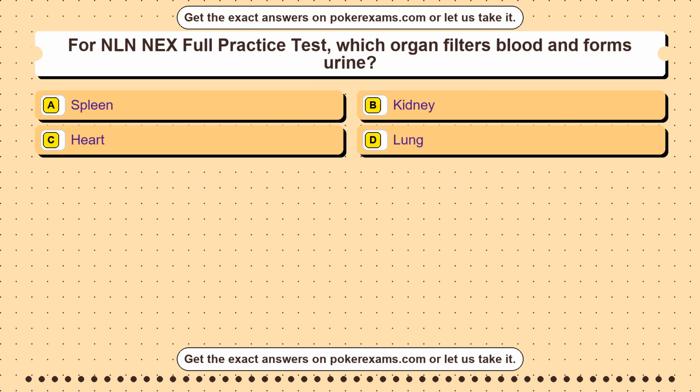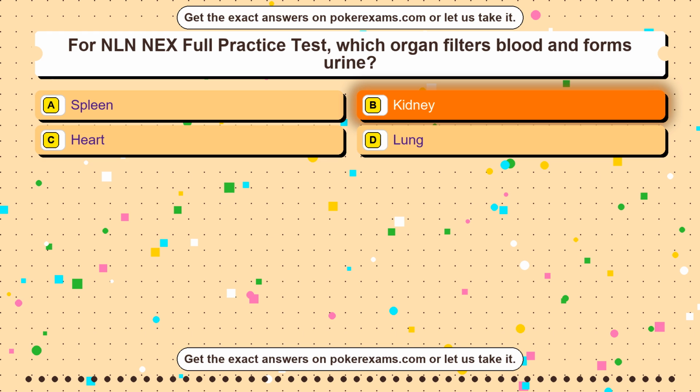Question 32. For get functions practice, which social studies skill checks whether a source can be trusted? Option A, finding area. Option B, evaluating credibility. Option C, solving equations. Option D, balancing reactions. The correct answer is option B.